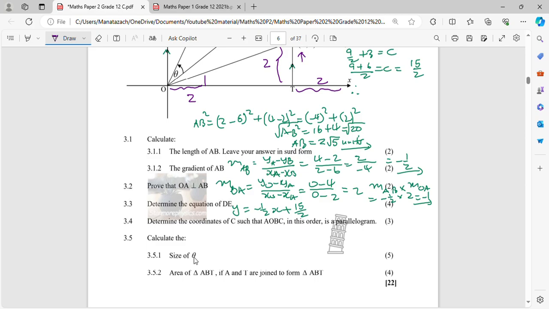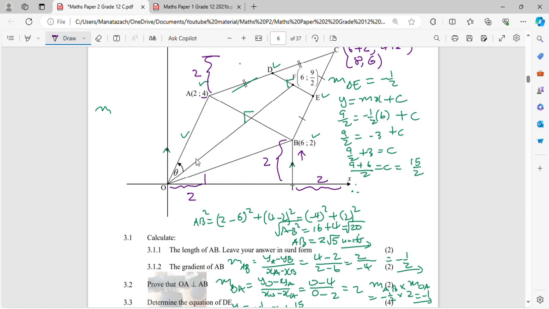3.51 calculates the size of angle theta. Here is angle theta. First of all, I'll work out this angle here. I'll call it beta. And then I'll work out this angle here. What will I call it? I'll call it this, right? Okay, let's start with angle beta. Then these two angles, once I've worked them out, the theta is going to be beta minus angle phi, or alpha angle.